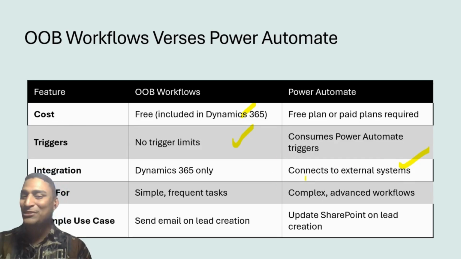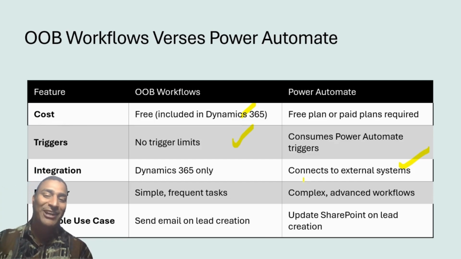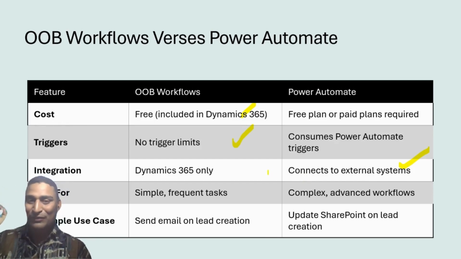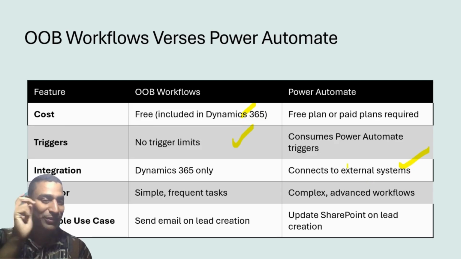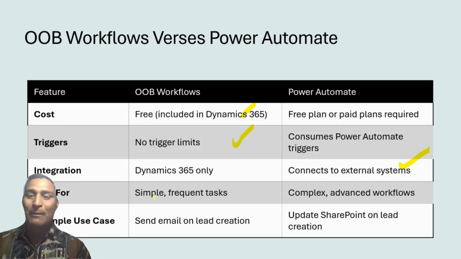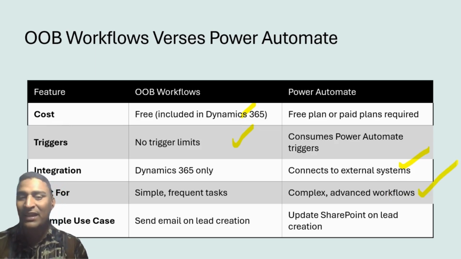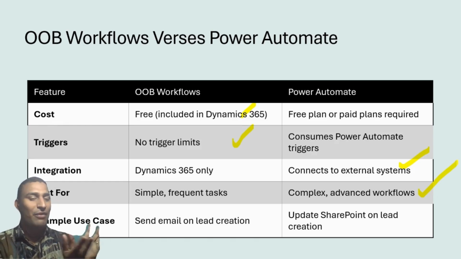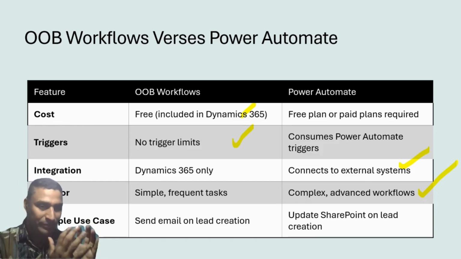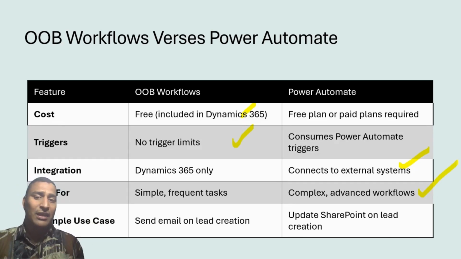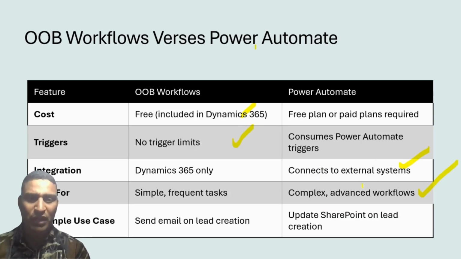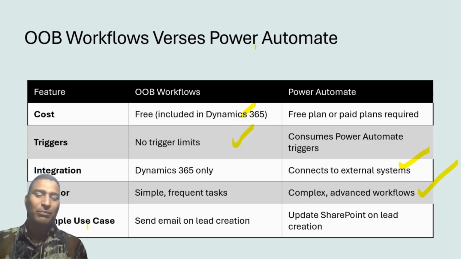As you can see, it connects to the external system, which you cannot do in an out of box workflow. At that point of time you can use Power Automate to connect to the external system. Out of box workflow is best for simple and frequent tasks, but for complex and advanced workflows, Power Automate is the best. That's the reason Power Automate plays a higher role here. Till here Power Automate was leading, and again you can see examples of use cases.